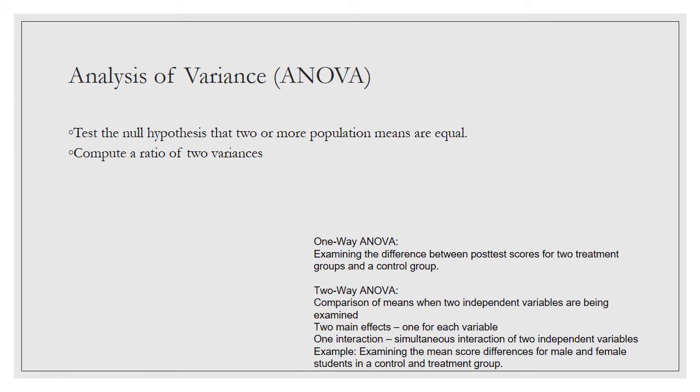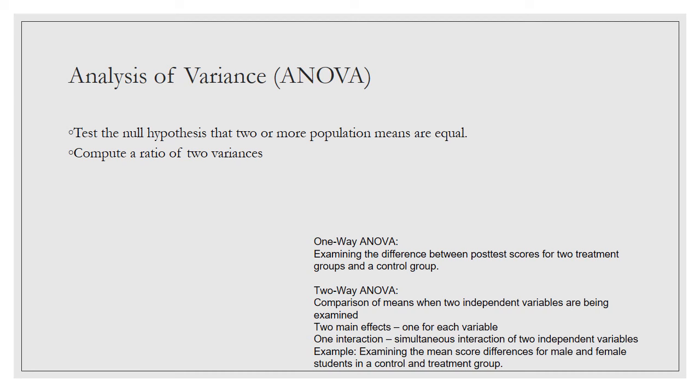This just is now, instead of just being able to compare group 1 to group 2, like in some of our earlier designs, maybe we have 2 treatments and a control group. We have 3 groups. We can use analysis of variance to examine the difference between those scores for the 2 treatments plus 1 control group. We can say, is there a difference amongst these groups?